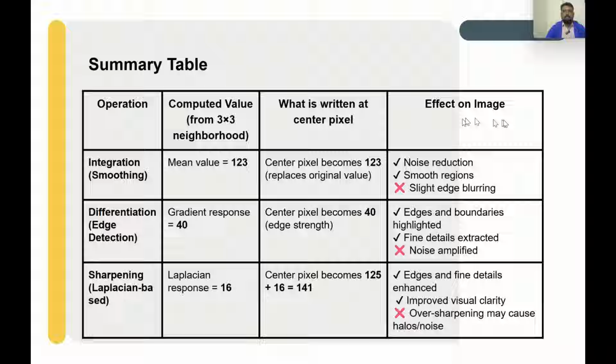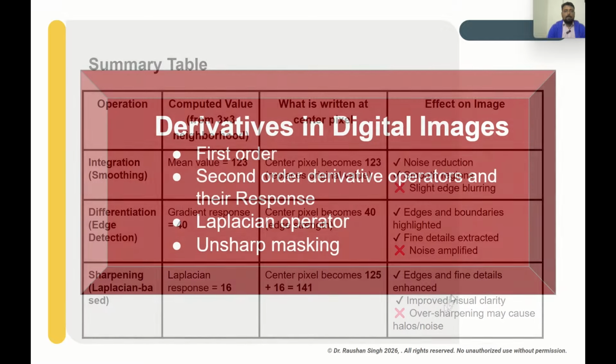For the effect on the image, you can see that noise reduction happened in the case of integration. Smoothing regions also increased, but the problem is slight edges got blurred. The opposite happened in differentiation: edges and boundaries are highlighted and fine details extracted, but noise is amplified. In sharpening, edges and fine details are both enhanced, and it improved the visual clarity. Over-sharpening may cause halos and noise, but if you compare all of them, the last one is actually giving you the better result.